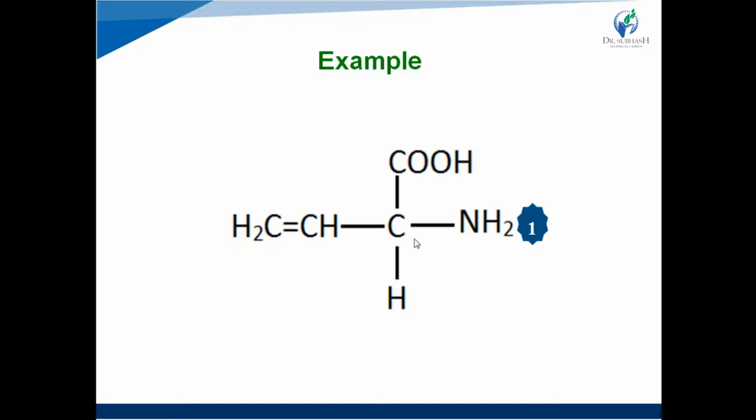So in the carboxylic acid group, carbon is directly attached to 2 oxygen atoms, 1 by a double bond and 1 by a single bond, right? And in the vinyl group, carbon is again attached to a carbon atom by a double bond, right? So the second point of attachment is different, right? In the case of carboxylic acid, it is an oxygen atom, and in the vinyl group, it is a carbon atom, right?